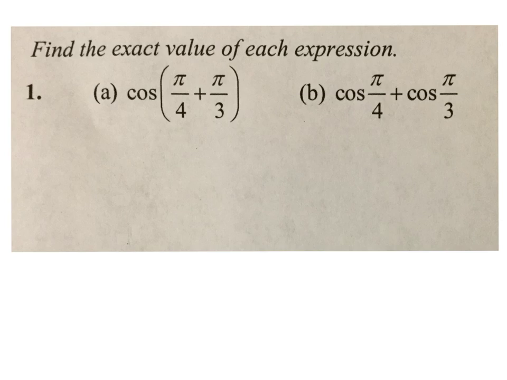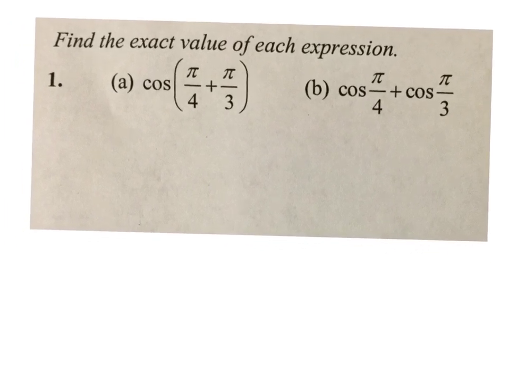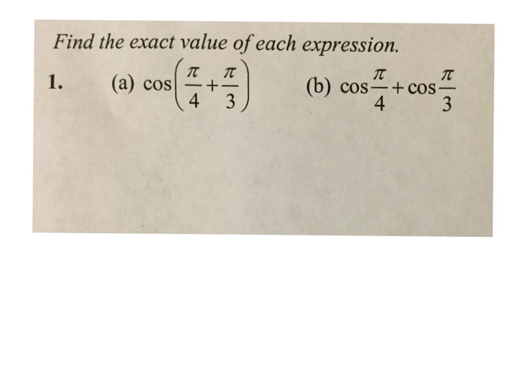So when we're asked to find the exact value of these expressions, we are not going to plug this into the calculator, but we're going to take the answers from the unit circle and get a really non-satisfying but mathematically correct answer. Okay, so the first one, we have the cosine of pi over 4 plus pi over 3. So I'm going to call this my A angle and this my B angle.